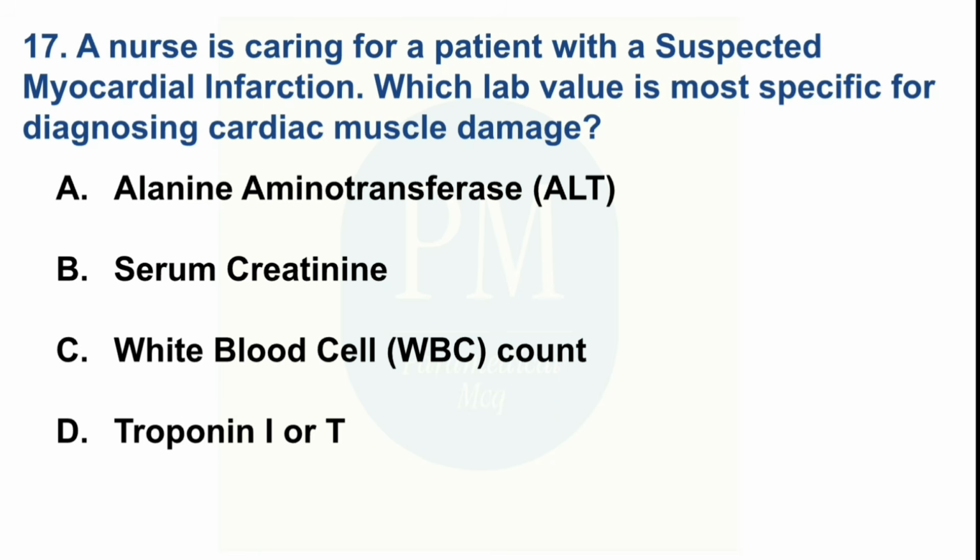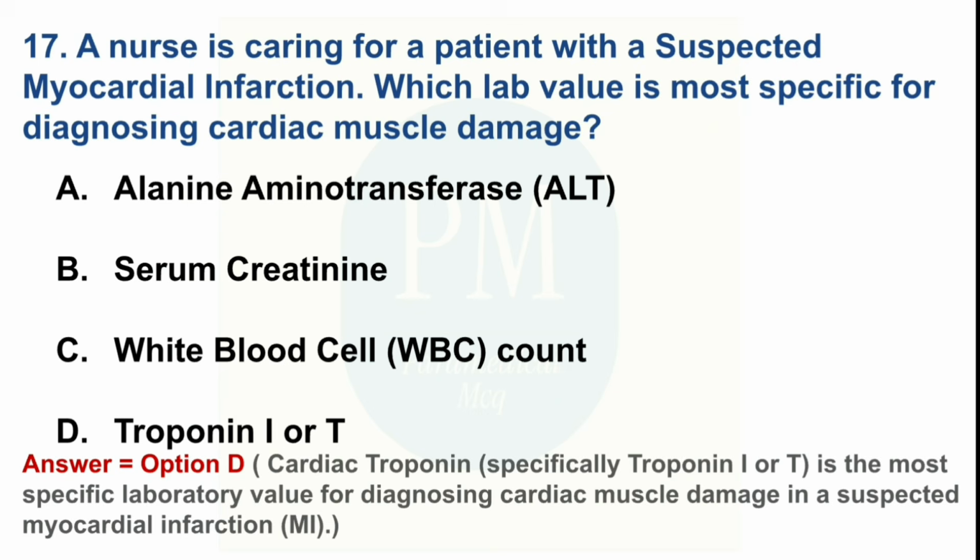A nurse is caring for a patient with a suspected myocardial infarction. Which lab value is most specific for diagnosing cardiac muscle damage? Option A, alanine aminotransferase, ALT. Option B, serum creatinine. Option C, white blood cell, WBC count. Option D, troponin I or T. The correct option is option D, troponin I or T.